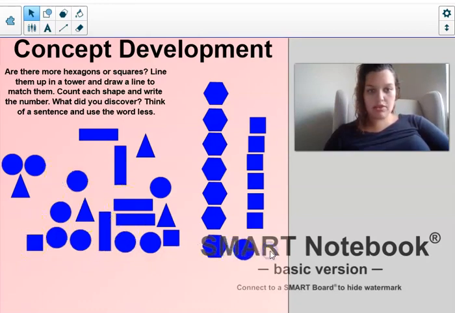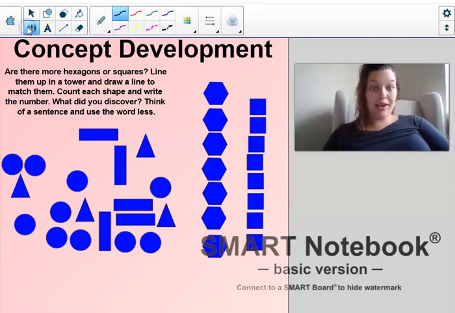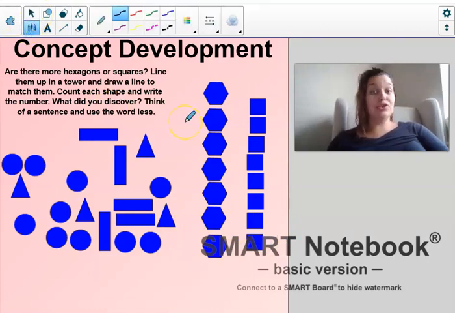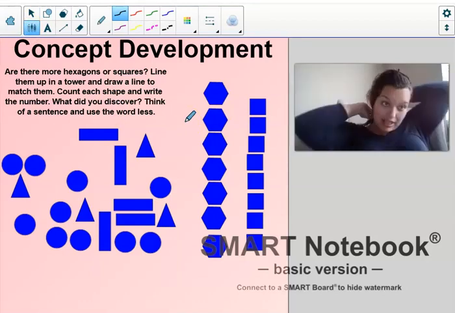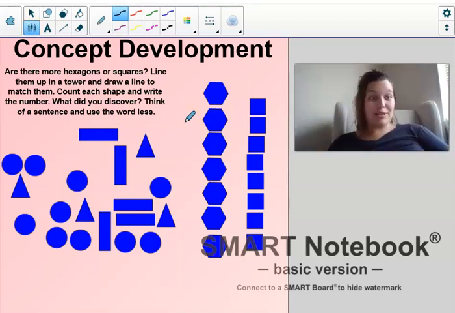Grab all my hexagons and squares. Oh, I tried to grab a circle to bring over. Great. Did I grab everything? Okay. Let's see which group has less, because then we're going to write our sentence about that like we did with our other shapes.